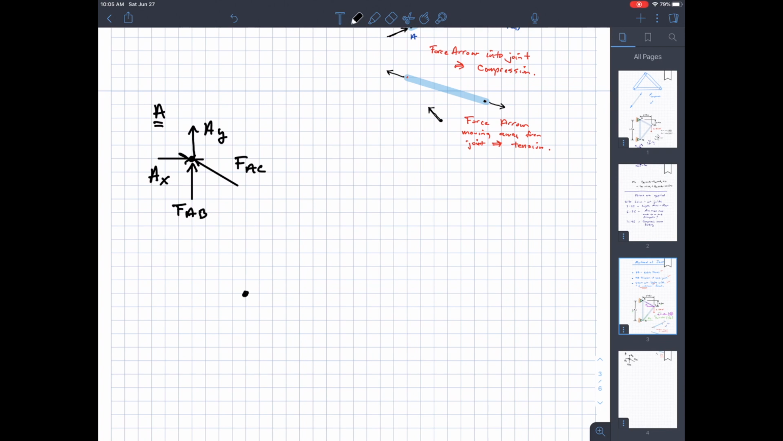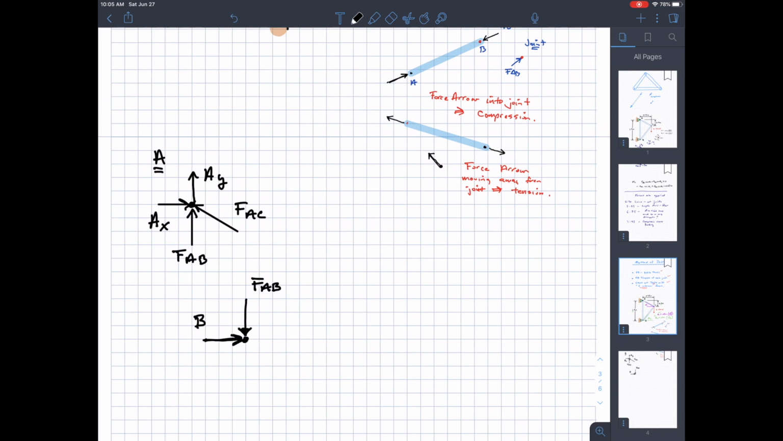At joint B, I have a reactionary force from the horizontal roller. It's got to be normal to the roller, so I'm going to put down force B. Then I have FAB, and the way I'm solving these, I'm drawing everything in compression. It's possible to do this without drawing everything in compression, it's just more error prone in my opinion. So we're going to draw FAB as coming down, because I want the force to be into the joint, meaning compression.